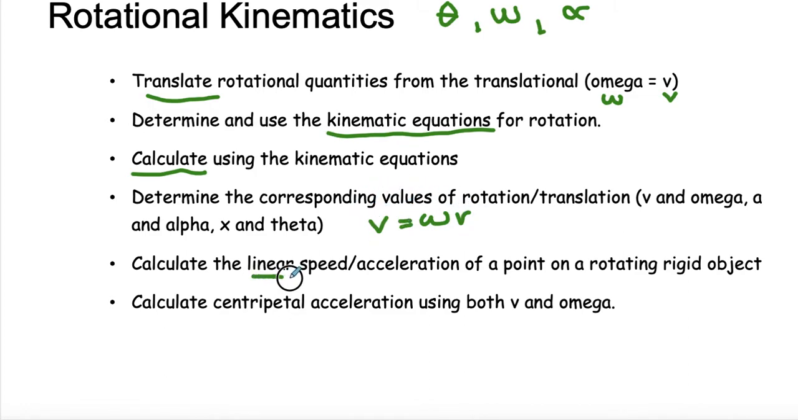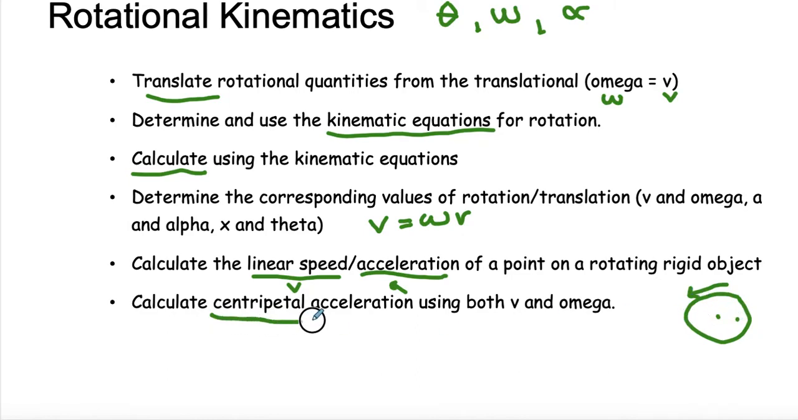Calculate the linear speed, so this is v, and acceleration, which is a, at some point on a spinning object. So if you had a disk, for example, spinning, and we wanted to look at a little point right here and it's spinning around, you should be able to get the speed and acceleration of that point based on its omega and alpha.